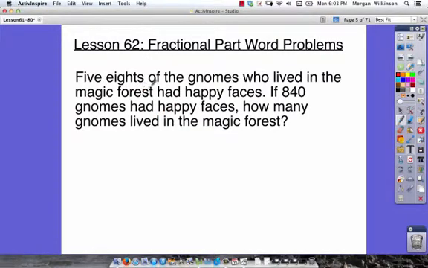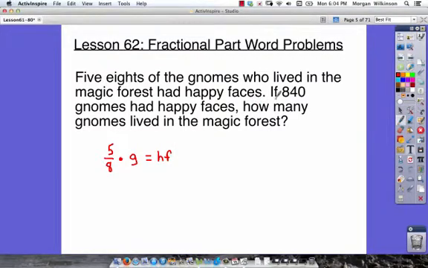We know 5/8 of the gnomes, so of means multiply. So we've got 5/8 of the gnomes, we'll call them G for gnomes, 5/8 times G, who lived in the forest had happy faces. Now had tells us what was going on, so that's going to be like is. So equals happy faces. We'll call that HF for happy faces. 5/8 of the gnomes had happy faces.